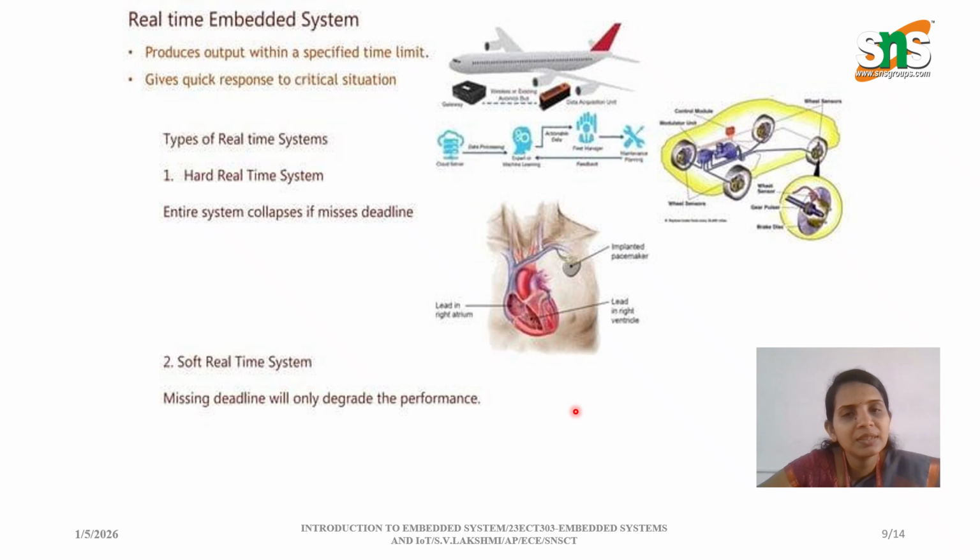So real-time embedded systems we can categorize into two types: hard real-time and soft real-time systems. Hard means if the system fails to meet the time constraint, the entire system will collapse. Whereas with soft, even if a deadline is missed, it will only degrade the performance but not the entire system. For example, video streaming is a soft real-time system, and a pacemaker acts as a hard real-time system. The aircraft and all these come under hard real-time systems.